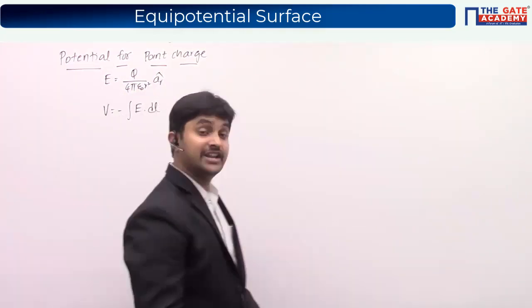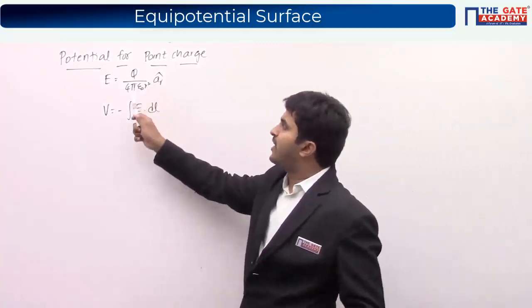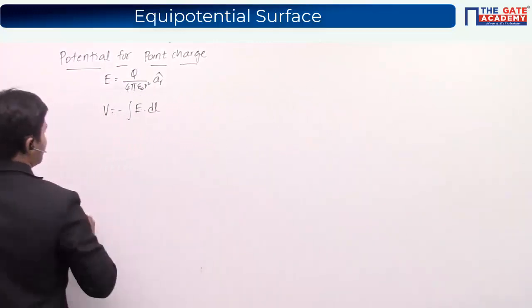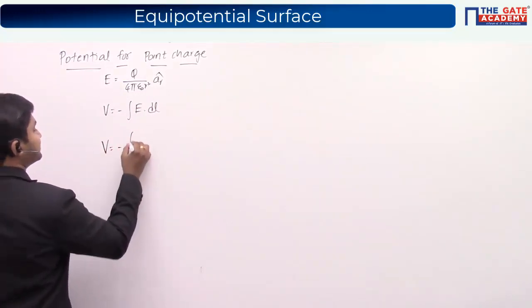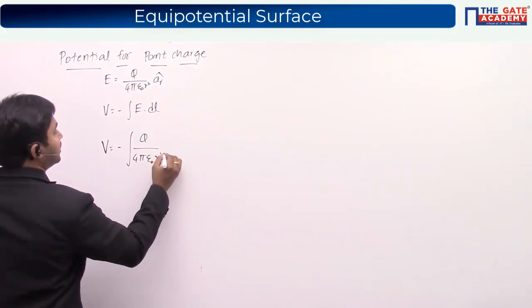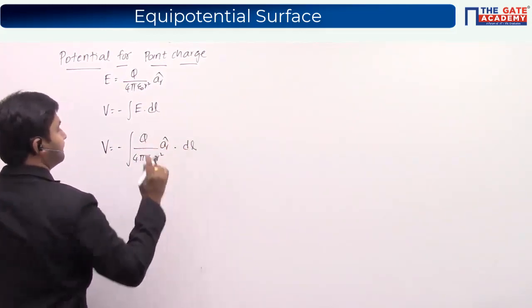The electric field formula for the point charge is Q divided by 4 pi epsilon naught r square in the radial direction. So V, the potential, is equal to minus integral Q divided by 4 pi epsilon naught r square, a_r dot dl.